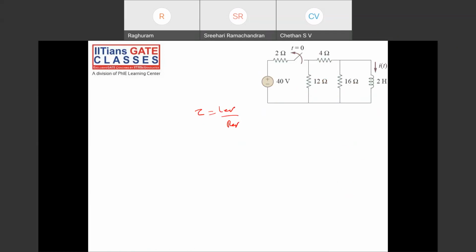Am I going fast? Are you able to understand me? Tell me R equivalent. To find R equivalent, use condition t equal to 0 plus. At t equal to 0 plus, the switch is open. As seen from the inductor terminals, 4 and 12 are in series. That is 16 ohms, 16 parallel 16. R equivalent is 8 ohms. So tau is L by R, 2 by 8, 1 by 4.